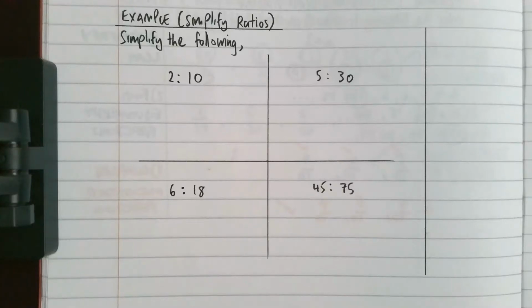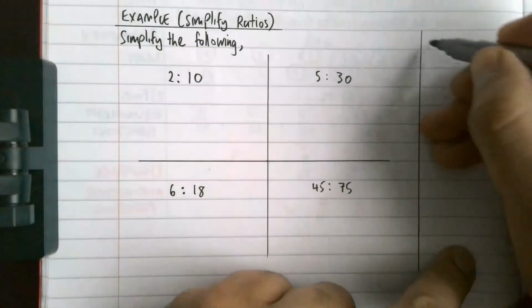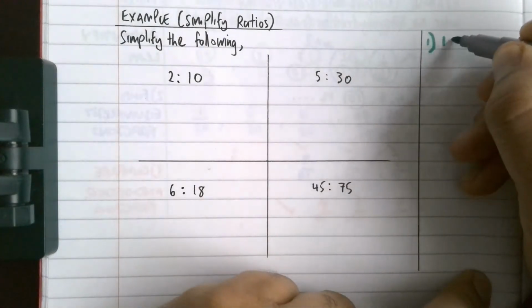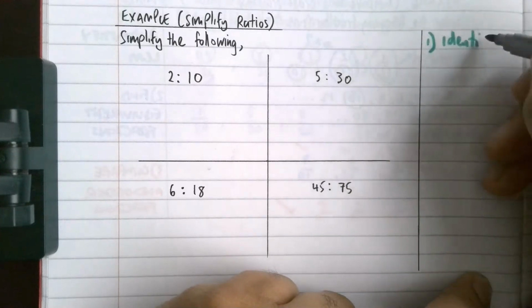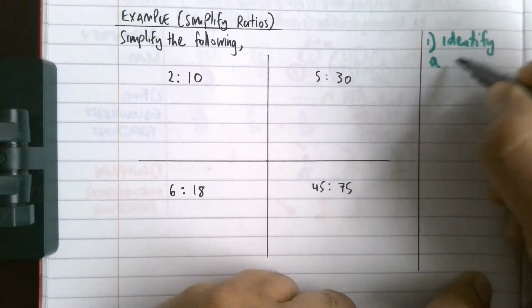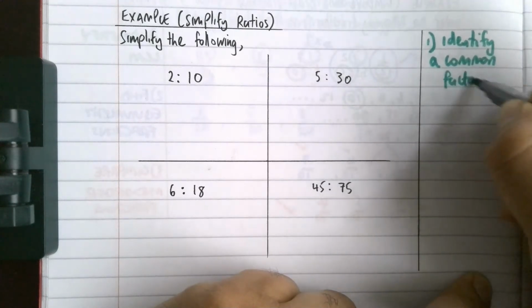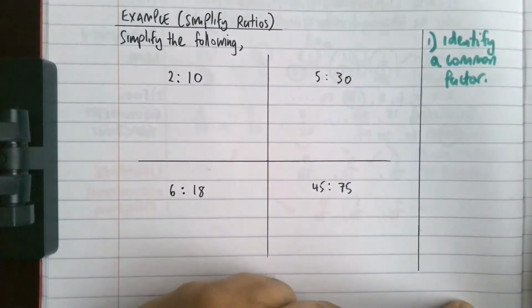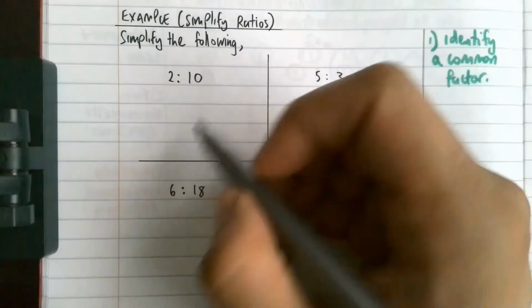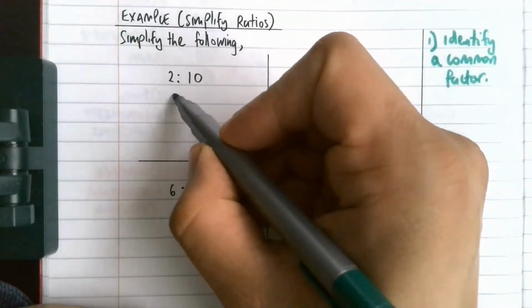So we're going to be simplifying the four ratios we've been given. To simplify any ratio, if it's a two-part ratio like the ones given, or a three-part ratio, we have to identify the common factor between the parts of the ratio. So if we look at the first example, 2 and 10, a common factor of 2 and 10 is 2. So we're going to divide both parts of the ratio by 2.